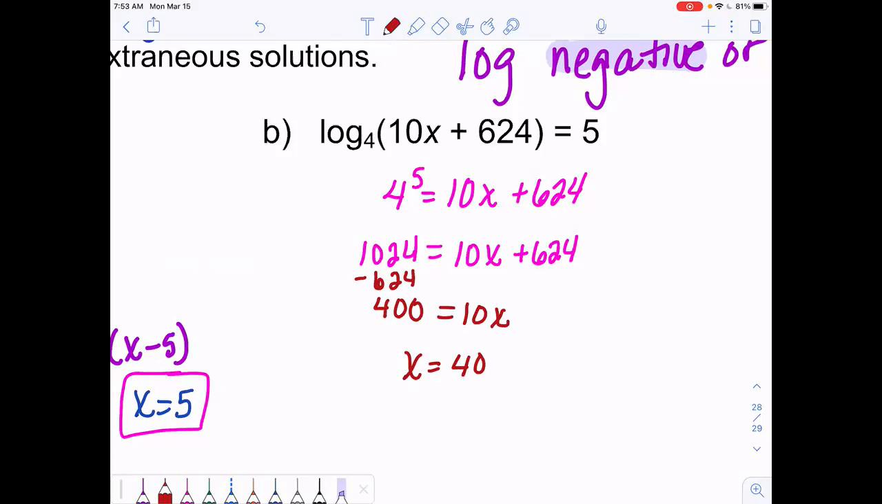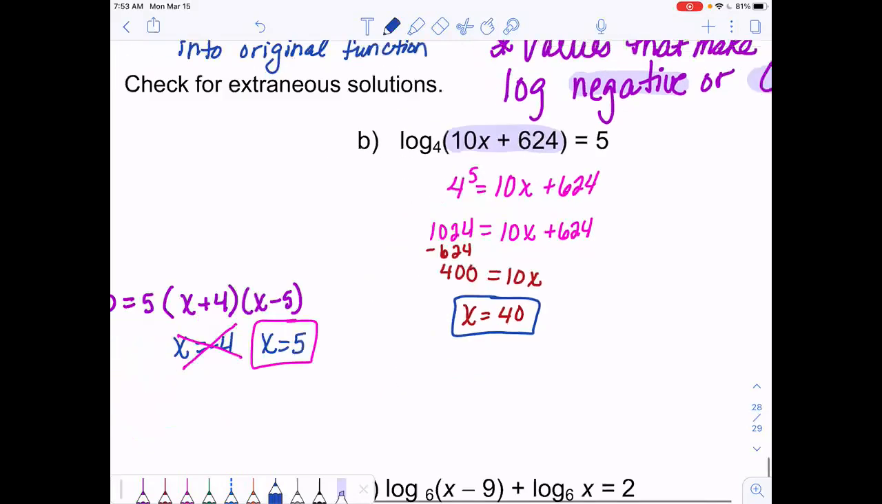So if I plug the 40 into the original equation, 10 times 40 is 400. 400 plus 624 is 1024. That remains positive. So when you plug it back into the original function, make sure you're going into that original log form. Does it make this whole quantity 0 or negative? If it does, that's when it's extraneous. If not, then it's your solution as long as you did the algebra correctly. Questions?